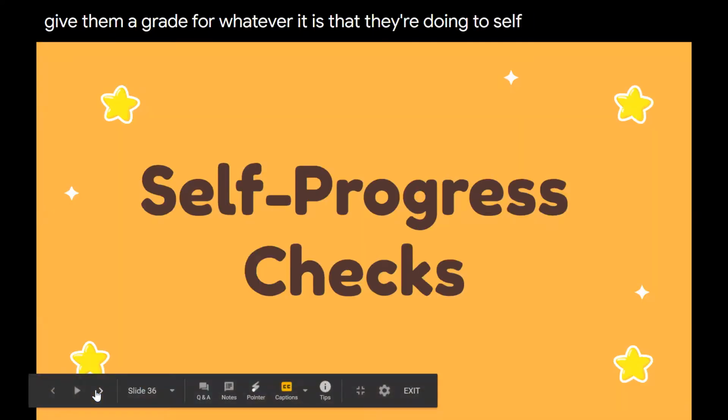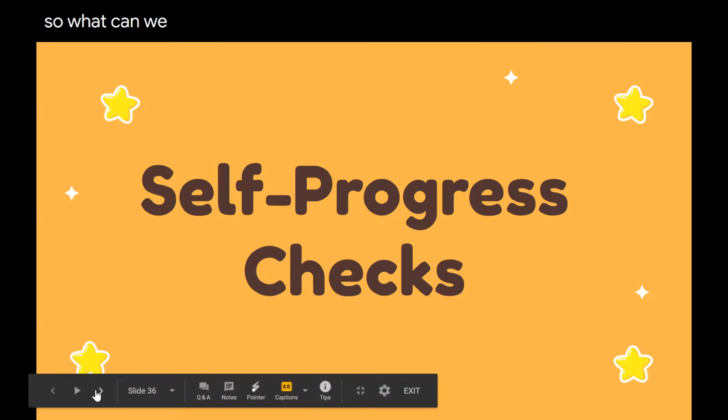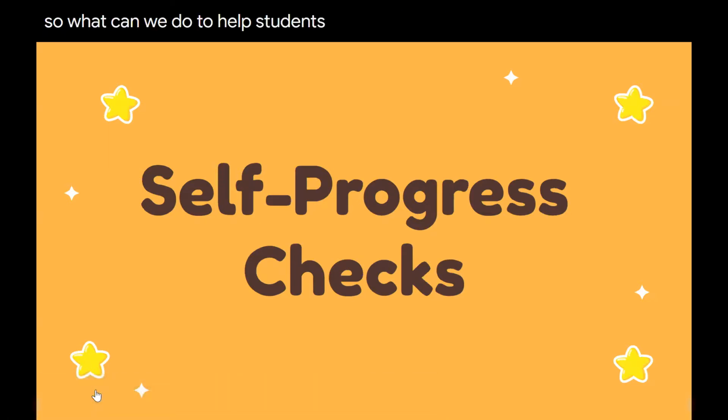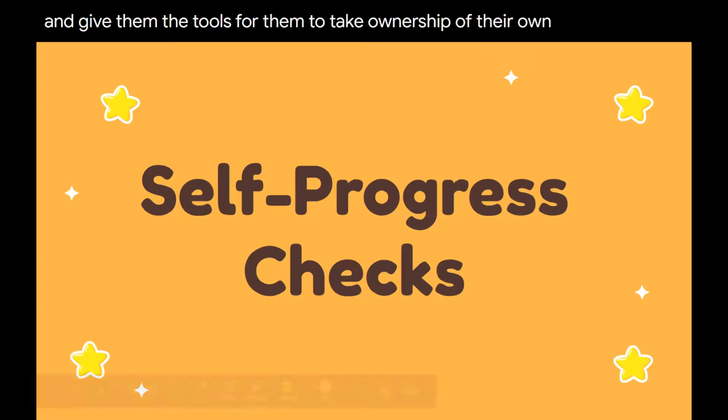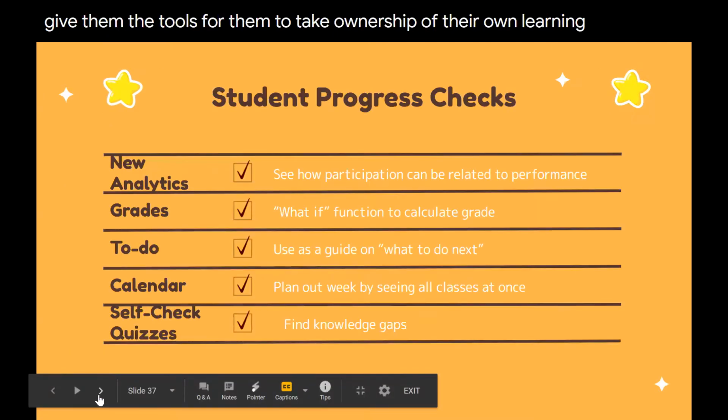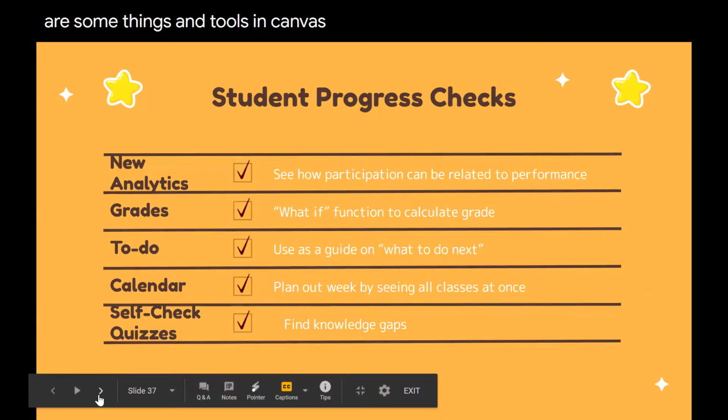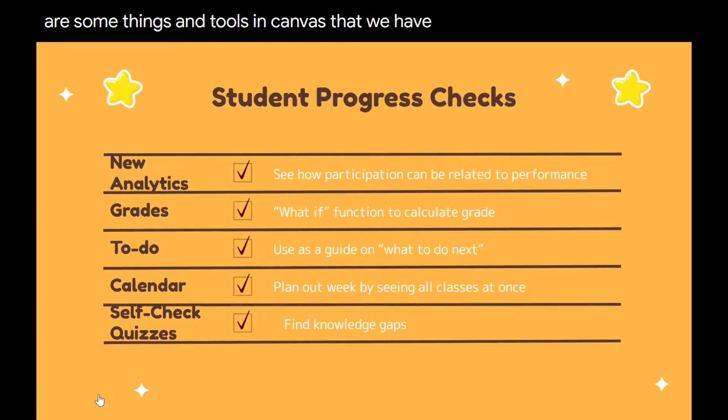And self-progress checks. So what can we do to help students figure out where they are and show them and give them the tools to take ownership of their own learning? These are some things and tools in Canvas that students can use to check themselves. Students can use New Analytics so that they can see how their own participation relates to performance.